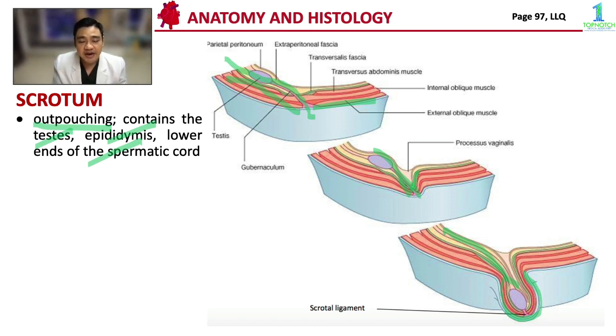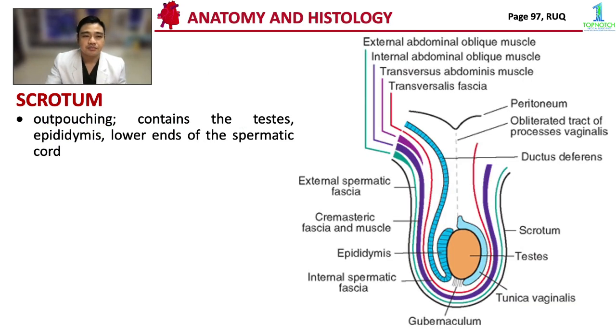This function is very important because very picky ang testes in terms of temperature. Actually, it's not the testis pala. It's more that the production of the sperm is very heat sensitive. So the scrotum, as mentioned, is just an outpouching of the abdominal wall layers to contain your testes and the other structures.